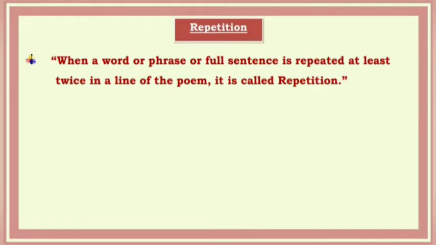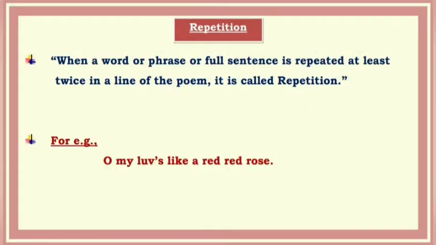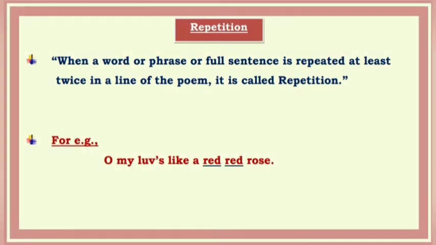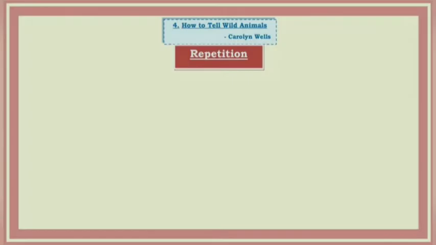Now what's repetition? When a word or phrase or full sentence is repeated at least twice in a line of poem, it is called repetition. For example, oh, my love's like a red, red rose. Here the word red is repeated. So this is an example of repetition. Right. Now let's examine the use of repetition in the poem.